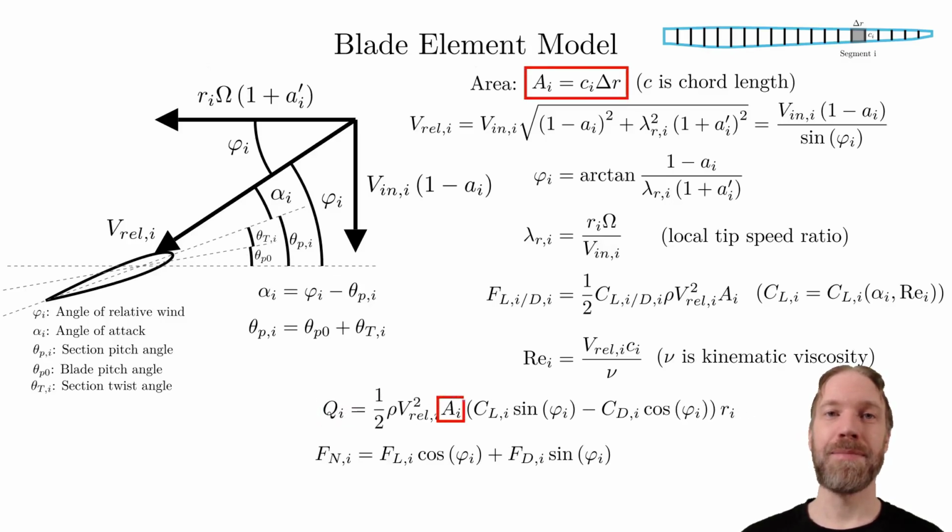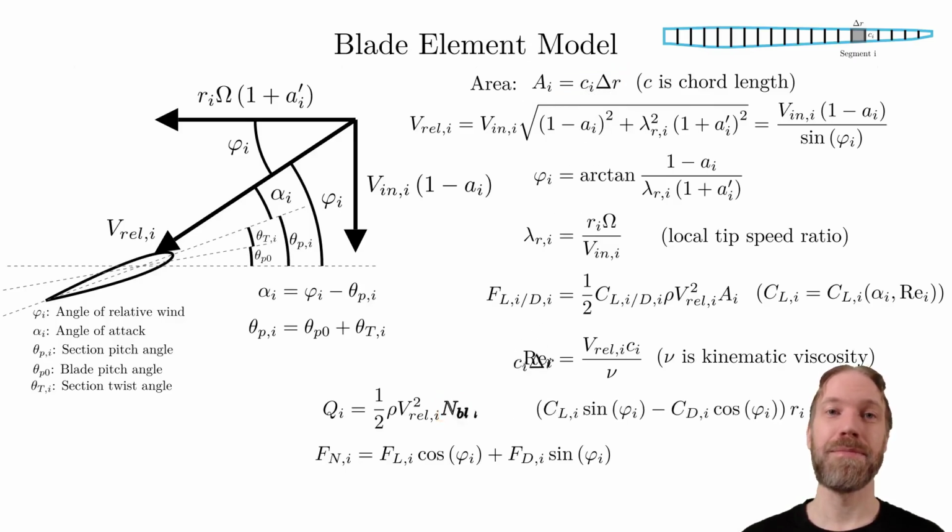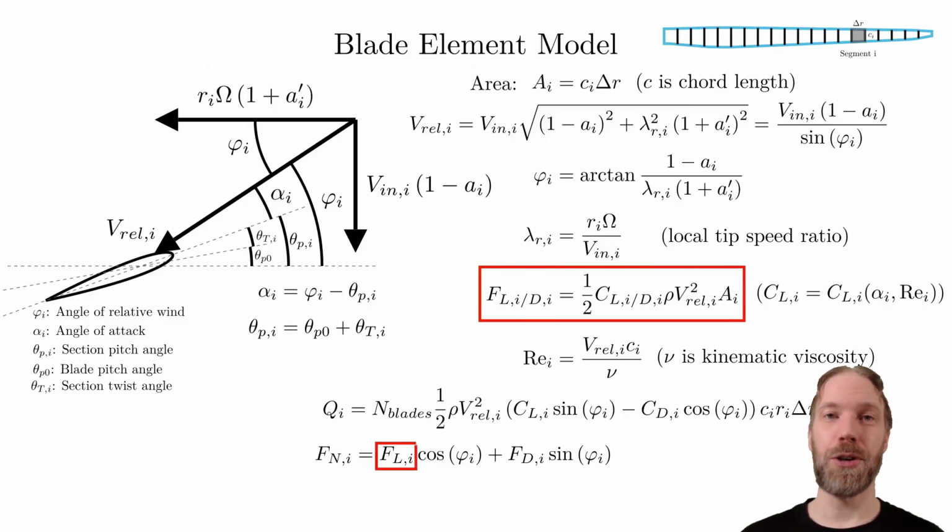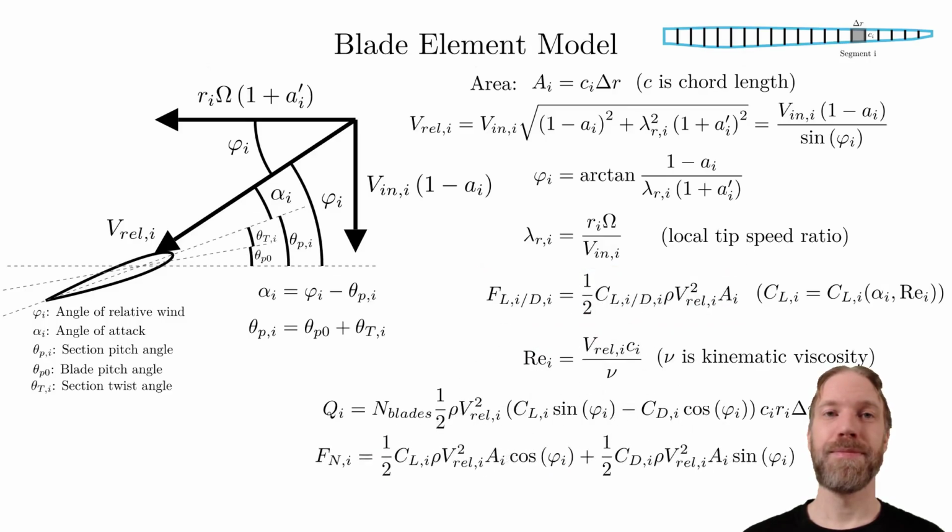Insert the area. Here we need to count for the number of blades as well, as 3 blades will have 3 times as large area as 1 blade. Reorder. Let's do the same for the normal force. Same common factor.